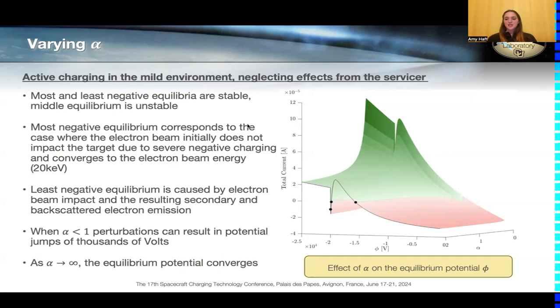The main observation here is that when alpha is small, the perturbations can cause significant jumps in potential. On the other hand, as alpha becomes increasingly large, the equilibrium potential converges to a particular value.